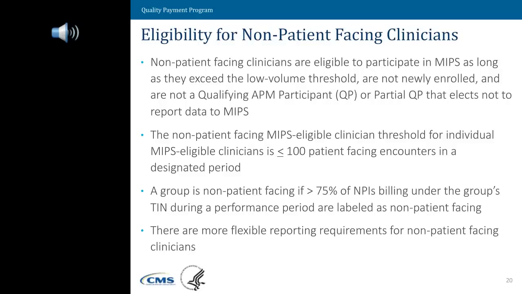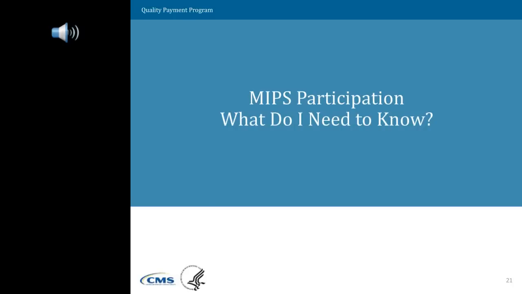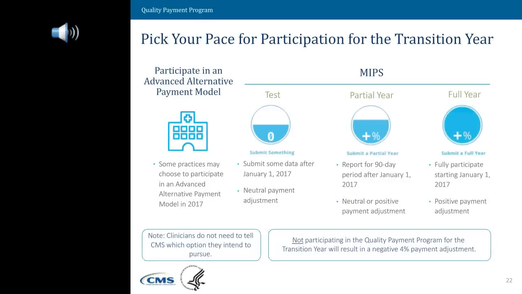But you would be considered a non-patient-facing clinician based off of a certain threshold. If you participate as an individual, that threshold is less than or equal to 100 patient-facing encounters. And then if you participate as a group, it would be that 75% of your clinicians would have to meet that 100 threshold. So let's move on to the next slide, slide 21, and then to 22. So participation, what do you need to know?